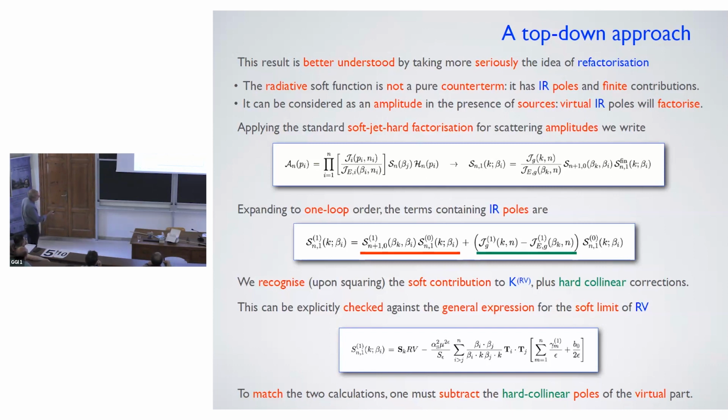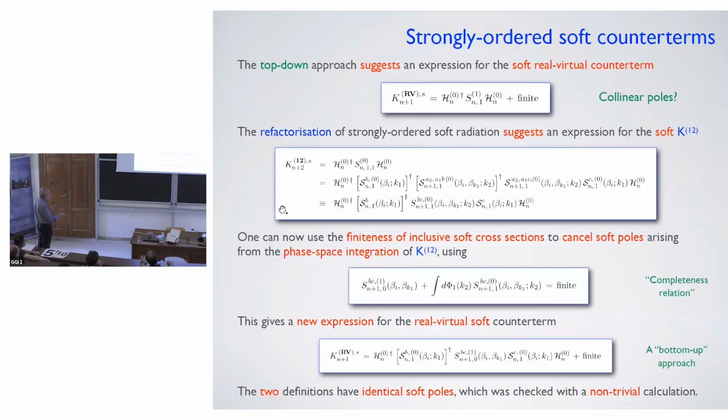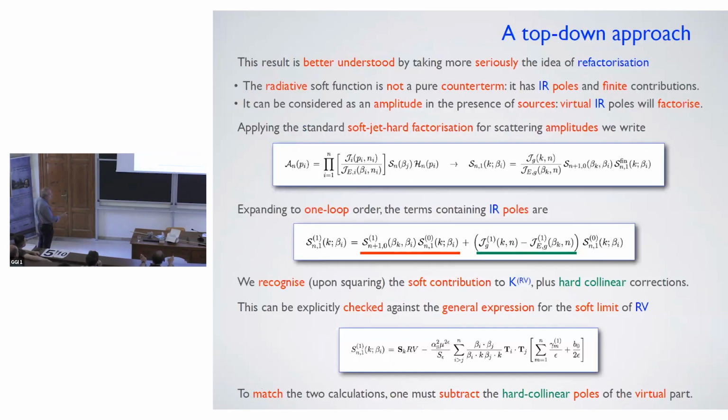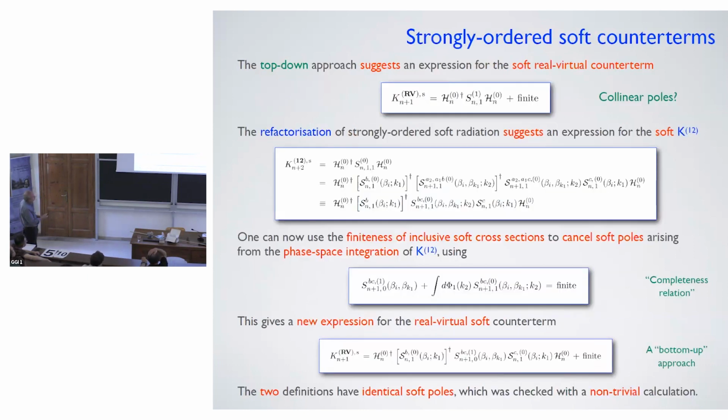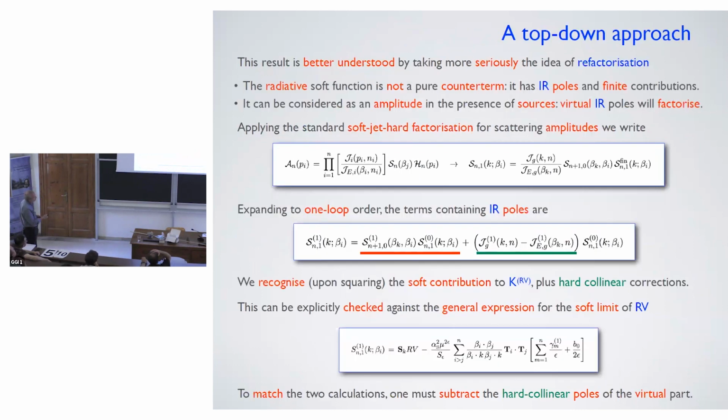So if I now expand this to 1 loop, I get the normal combination. I don't keep the finite part. So the 1 loop can be either on this or on the jets, and I get this combination here. And now if I go to cross-section level, I get exactly this, plus some purely hard collinear poles, which are the ones that I was afraid of. So if I just want soft poles, I can either use this and then subtract the hard collinear, or directly use this particular combination here.